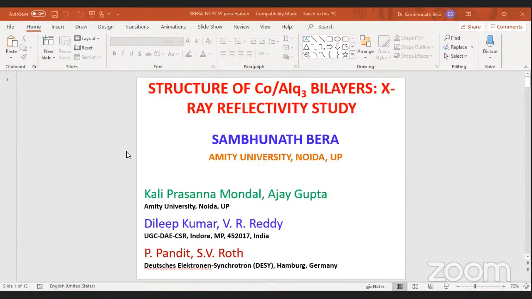Good afternoon, all of you who are present and listening to me. This is Dr. Somnath Bera from Amity University, Noida. This work is mainly part of my PhD student's thesis work. The PhD student is Mr. Kaliprasanna Mandal. The sample deposition and experiments were performed mainly at UGC DAE CSR Indore, and we have also performed some X-ray scattering measurements at a synchrotron in Germany. So these are the people involved in this work.